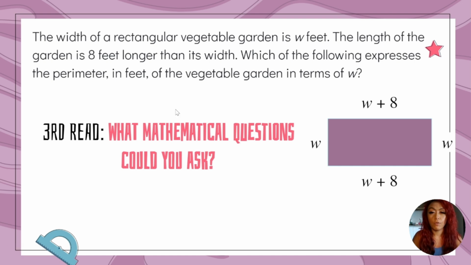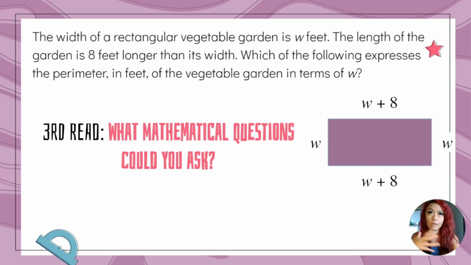Now moving on to the third read. The width of a rectangular vegetable garden is W feet. The length of the garden is 8 feet longer than its width. Which of the following expresses the perimeter in feet of the vegetable garden in terms of W? What mathematical questions could you ask?